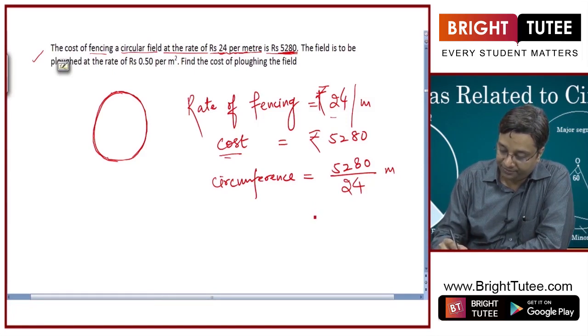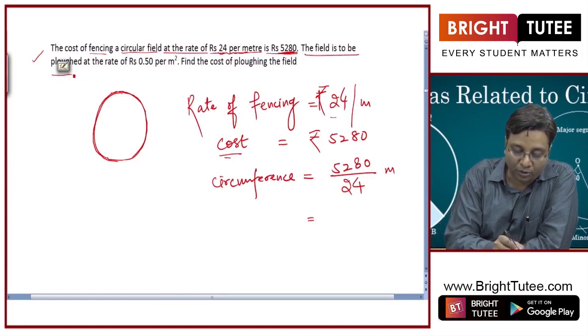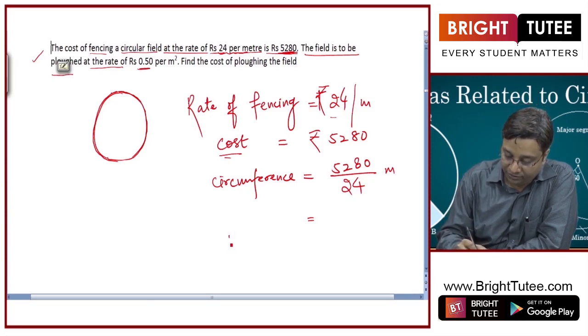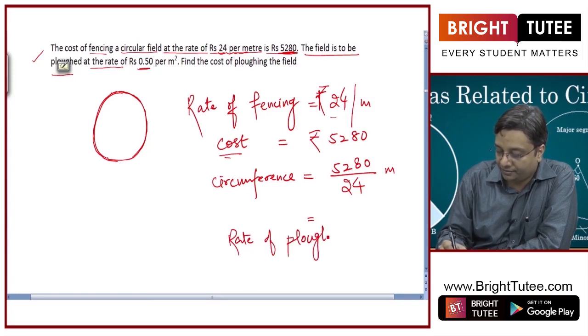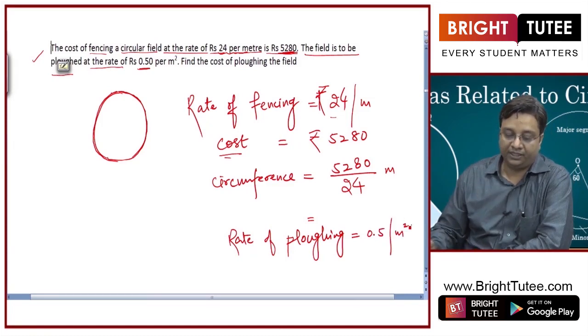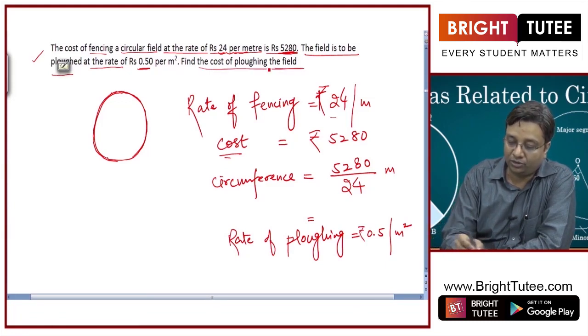So, how much is this? We can calculate it later also. The field is to be plowed at the rate of 0.50 per meter square. The rate of plowing this field is 0.5 per meter square. This is in rupees, rupees 0.5 per meter square. Find the cost of plowing.